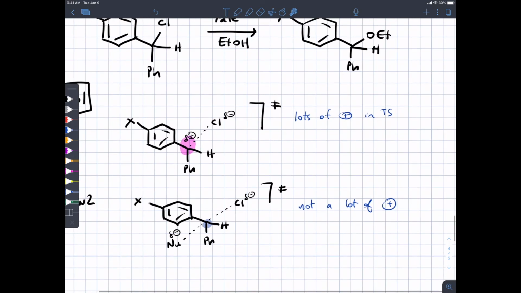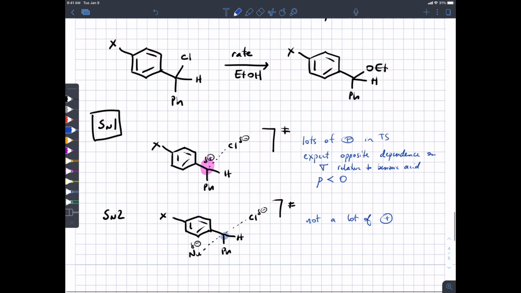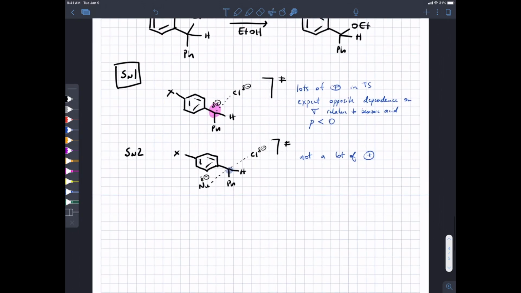So we're going to expect opposite dependence on the sigma parameter relative to benzoic acid. Or in other words, we're going to expect a slope, a rho value, that is less than 0. We're going to expect to get a negative rho value. If we plotted it up here, we would see a slope that went like that, because the reaction's faster for electron donating groups and slower for electron withdrawing groups.